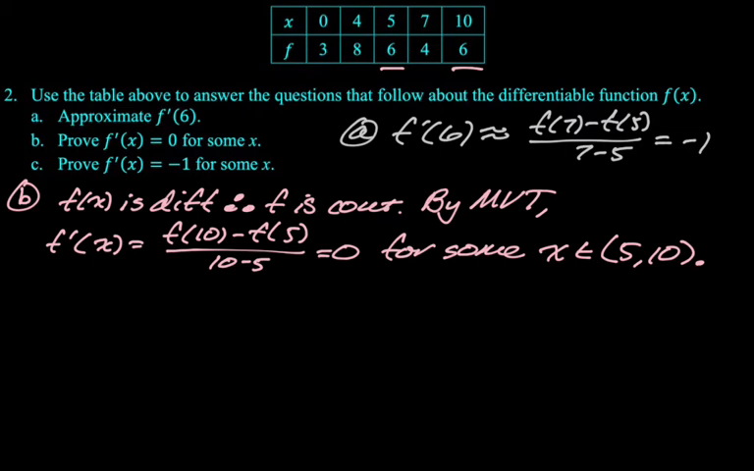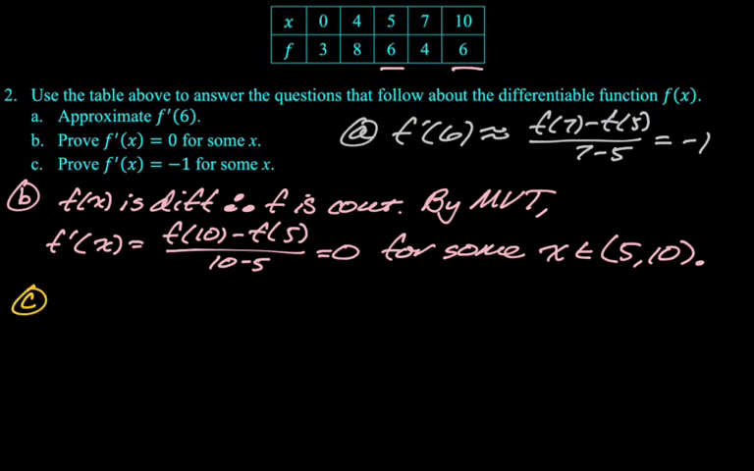For c, it says to prove that f prime of x equals negative 1 for some x. I don't know if I was trying deliberately to contrast this with part A, where part A just says approximate f prime of 6. But the setup for A, f of 7 minus f of 5 over 7 minus 5, gave us negative 1. So we can just use that. I don't know if that was my intention. If it was, that's weird.